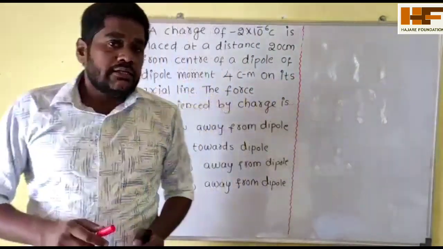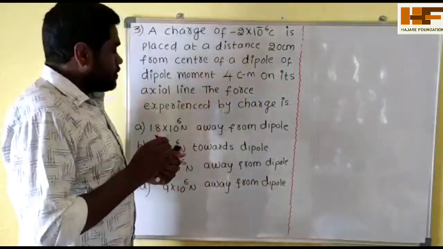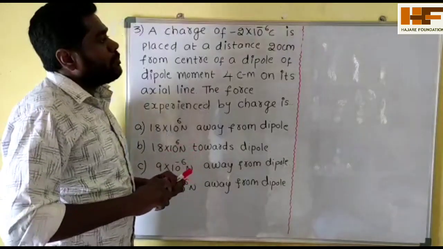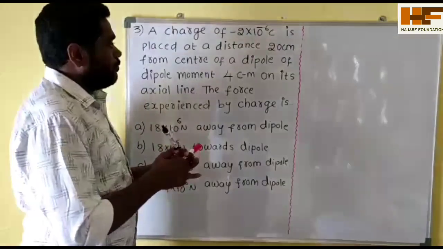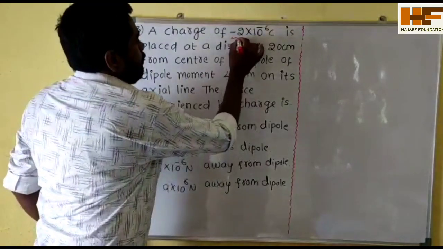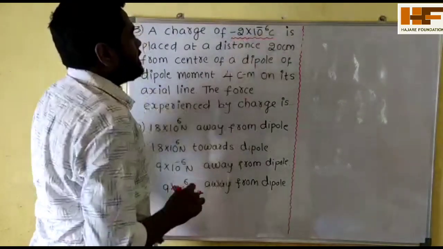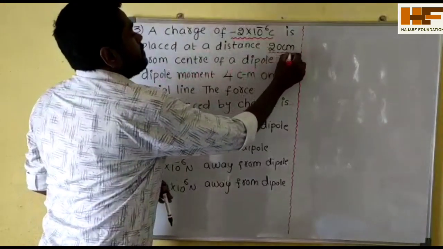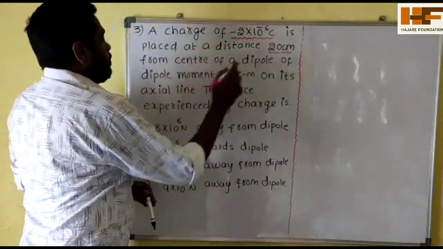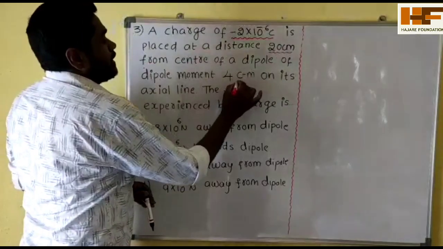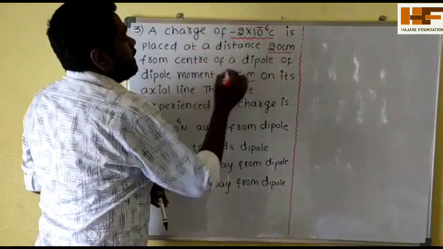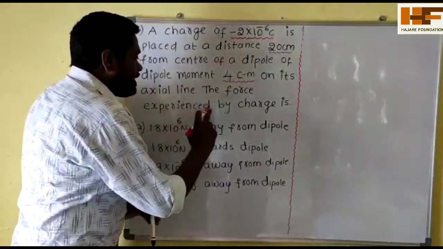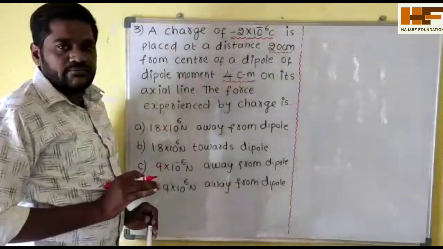Now let us discuss the third problem. Now you see a charge of minus 2 into 10 power minus 6 coulomb, right? A charge of minus 2 into 10 power minus 6 coulomb is placed at a distance of 20 centimeter from the center of a dipole of dipole moment 4 coulomb meter on its axial line. The force experienced by the charge is what?